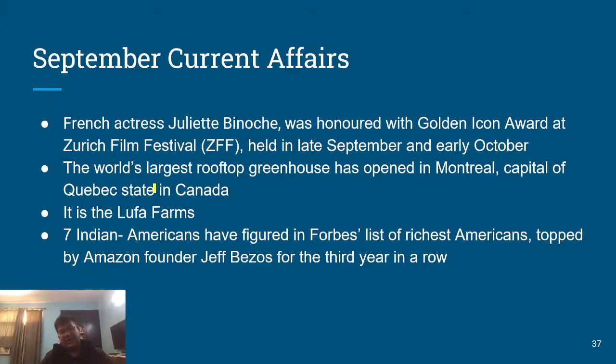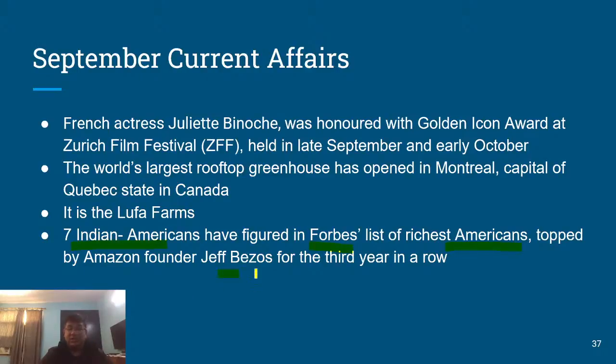And moving on, finally, there are 7 Indian Americans who've been included. Indian Americans means they're American citizens of Indian origin, or at least they're residents in US. They have figured in Forbes. I was talking to you about Forbes and how it's a reliable business magazine. They've got a list of richest Americans. So richest Americans, obviously, that means they are American citizens.